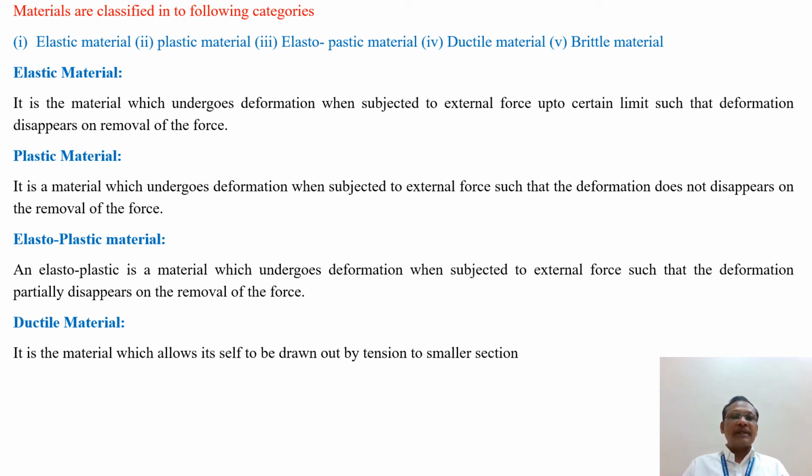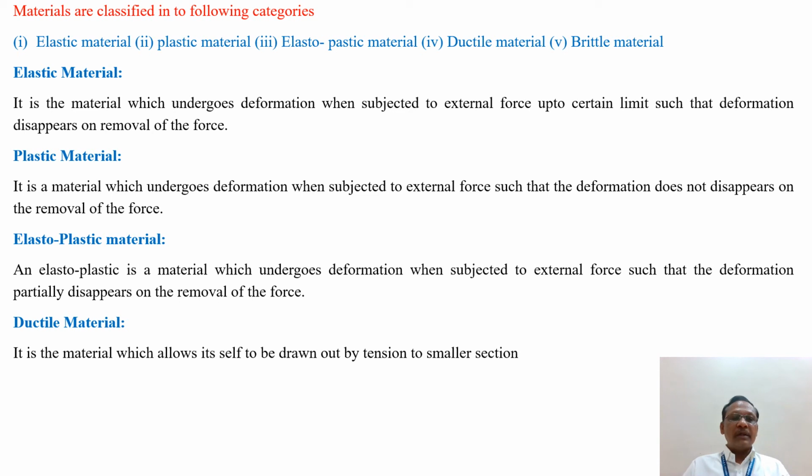The second one is the plastic material. It is the material which undergoes deformation when subjected to external forces, such that the deformation does not disappear on removal of the force. The third material is elastoplastic material. It undergoes deformation when subjected to an external force, such that the deformation partially disappears on removal of the force.